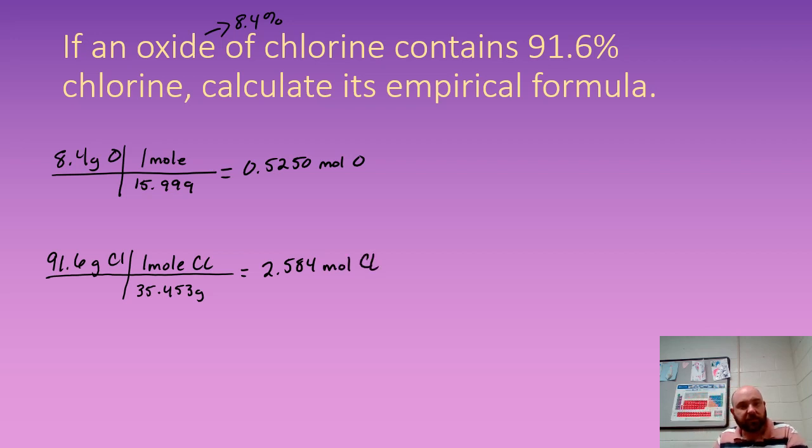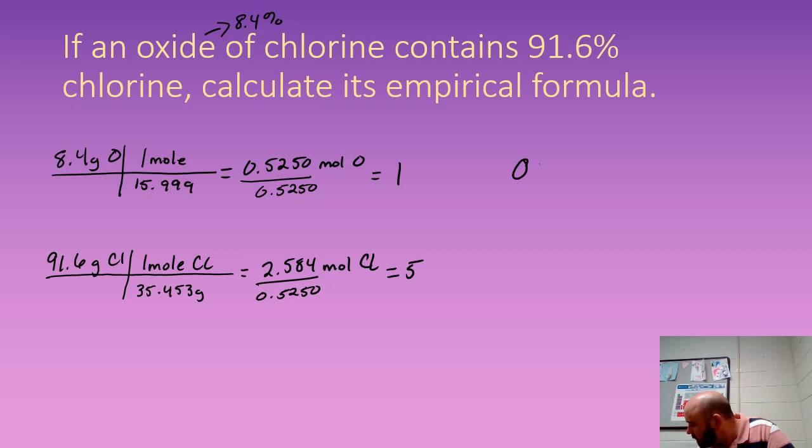As I have already, I will divide both by the smallest molar amount, 0.5250. And we will see that this is 1 and this is approximately 5. And so the empirical formula for this compound would be OCl5.